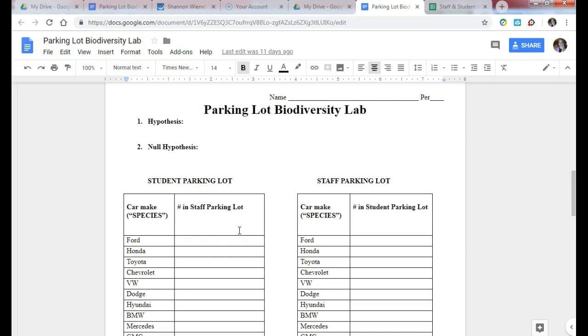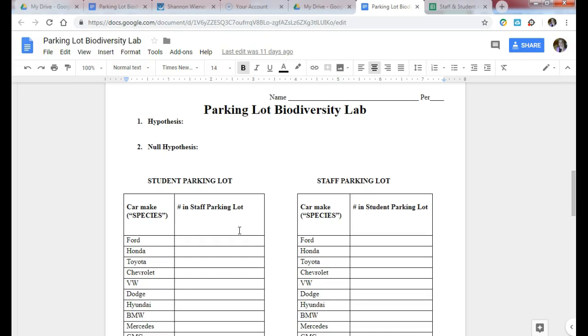So remember, if we find out that there's a difference, we can reject the null hypothesis. So reject the idea that there's no difference, okay? And then we would accept our regular hypothesis. So they're always backwards, okay? If you accept your hypothesis, you're going to reject your null hypothesis. If you accept your null hypothesis, you're going to reject your regular hypothesis, okay? So they're always kind of opposite, which one you accept and reject.